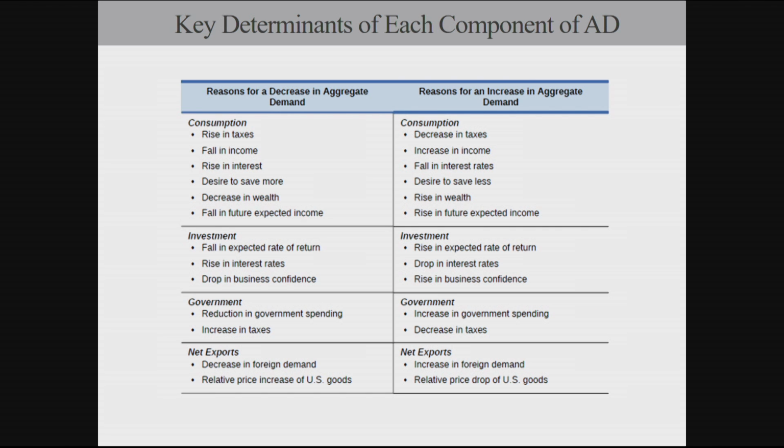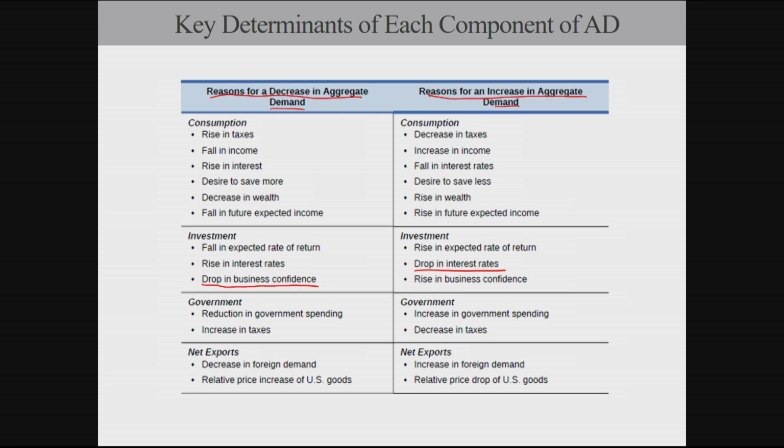Here you can see a nice table taken from the OpenStax that looks at reasons for either a decrease in aggregate demand or reasons for an increase in aggregate demand. You see that right now there is some concern about a drop in business confidence and consumer confidence for that matter. And so partly the Fed right now is trying to offset that through a drop in interest rates, okay? You can find this table in OpenStax. I believe it's in chapter 25 of OpenStax, okay?